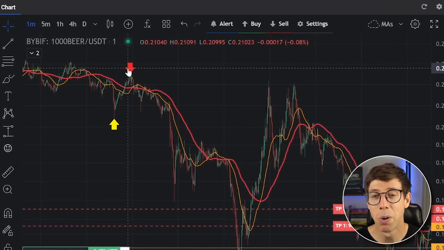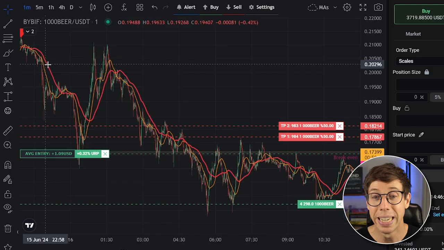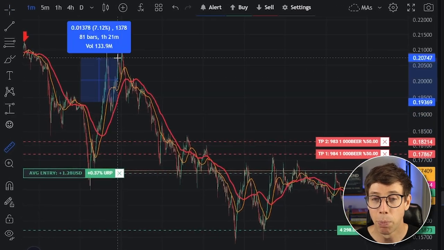Here's where things get really crazy. This is my last buy order, and I sold and got out on a beautiful exit right there, and the chart did some more volatility. It drops 12%, pumps up 8%. Let me give you the secret sauce on how I do this.